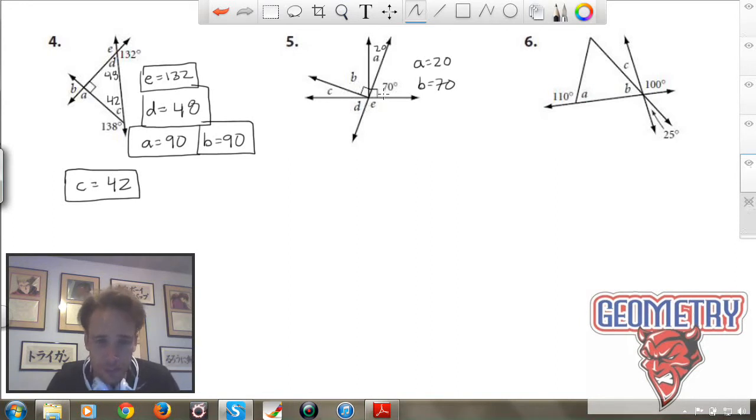So from here, this entire line is straight, so everything above here has to add up to 180. So let's add together the angles we have so far. So we have 70, 20, and 70. Well, 70 plus 70 is 140, plus 20 is 160, which means C has to be 20 to bring us to 180.